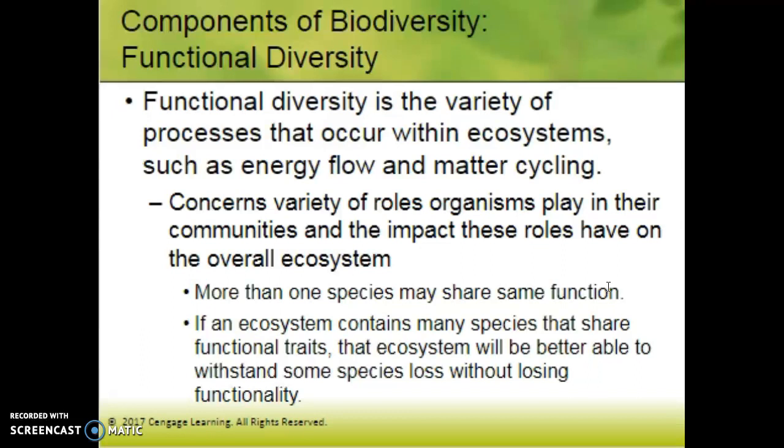A second bullet point: if an ecosystem contains many species that share functional traits, that ecosystem will be better able to withstand some species loss without losing functionality. That's a really big idea in biology, and it's one that a lot of teachers, including myself, struggle to get across to students. The idea is, if you've got a lot of different species in an area and there's a natural disaster or some sort of change, there's a good chance that at least one of those types of species will survive, or a few of them will survive.